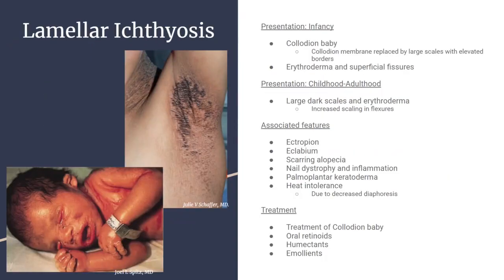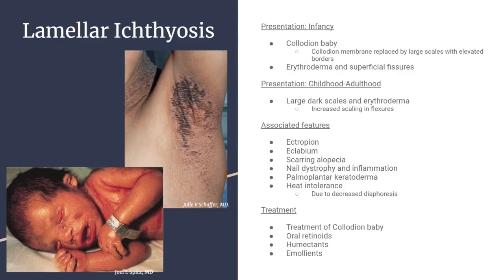All right, moving on, we have lamellar ichthyosis. This one is one of the first diseases we'll talk about that produces a collodion baby. That's going to be something that comes up recurrently as we go through some of these diseases. Collodion babies. Now, this is when you have a unique membrane at birth that is shiny, kind of silvery, wet almost, and it then ends up being replaced by large scales. There's also generalized erythroderma and superficial fissuring.